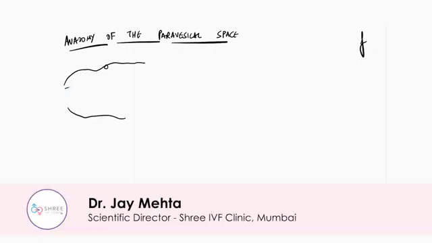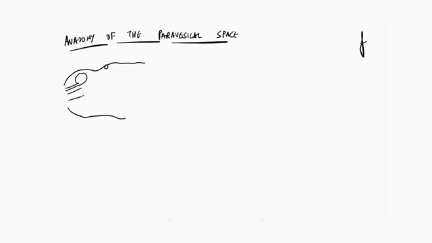Hi friends, so today we will be discussing the anatomy of the paravesical space. As we are all aware, in the female pelvis, this is the view which we get, right? When we are staring from the abdomen into the pelvis from here, this is the view which we get. So the region close to this region is the region which forms the paravesical space.